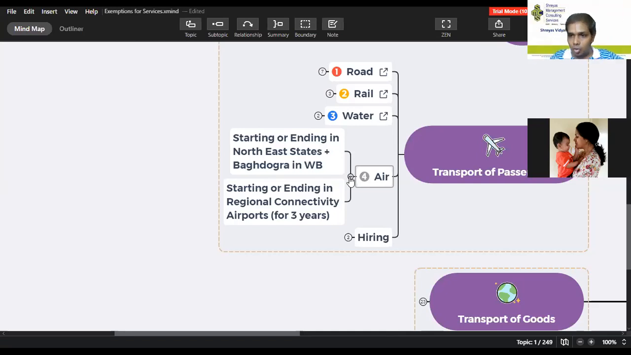So this is about transport. It's quite easy to remember. Rail, water. One critical point is public transport, predominantly not for tourism. Then air is simple. Northeastern states and regional connectivity airports.